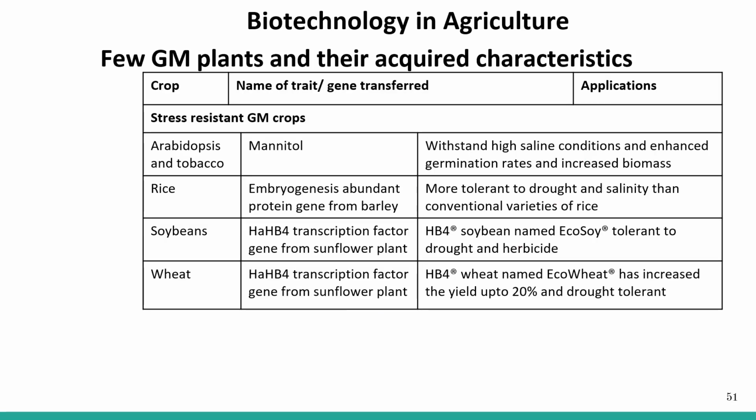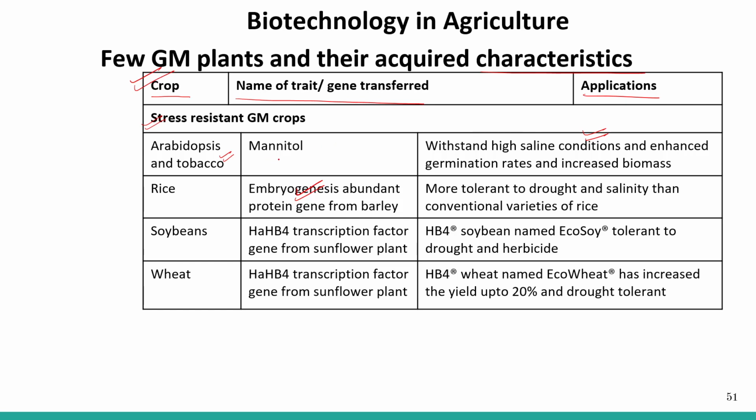Okay, so here we are having some genetically modified plants and their acquired characters. In the table we have the crop, the name of the trait, the gene that has been transferred, and the application. Here we have some stress resistant genetically modified crops. What are those? Arabidopsis and tobacco.